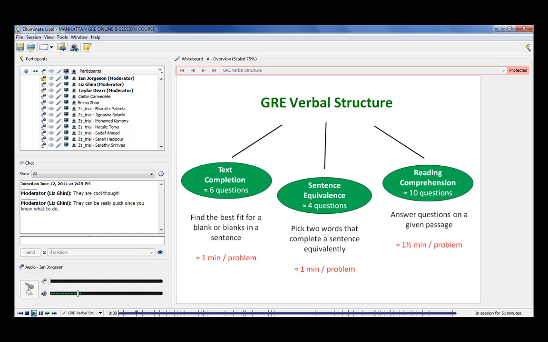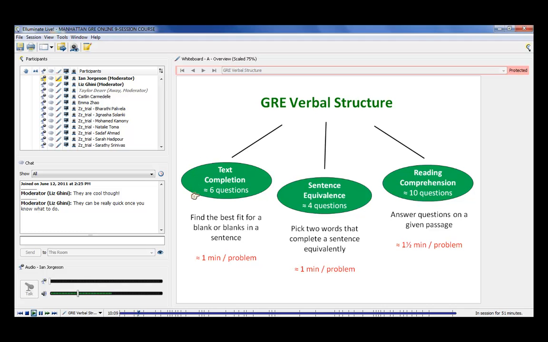On the verbal side of things, there are also 3 basic types of questions, although there's a little more play here. First of these is the text completion. For those of you who have studied for the old version of the GRE, this is very, very similar to the sentence completions. Some have 1 blank, some have 2 blanks, and some, as we'll see in a little bit, actually have 3 blanks. So that's a bit of a change from the old sentence completion.